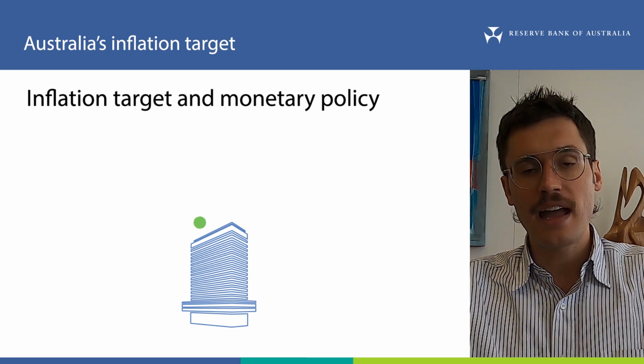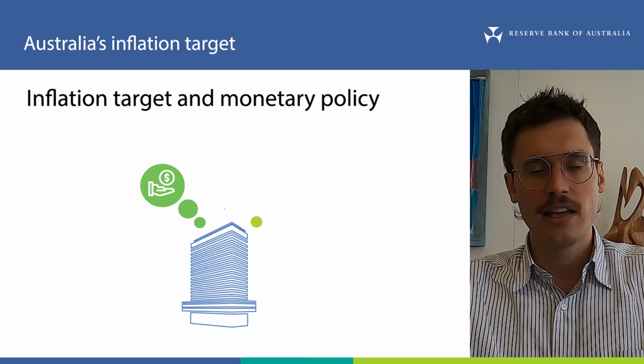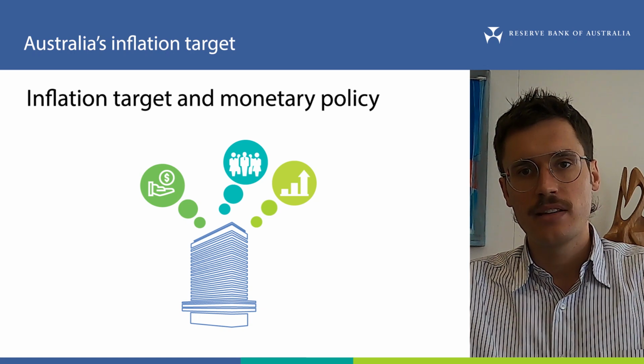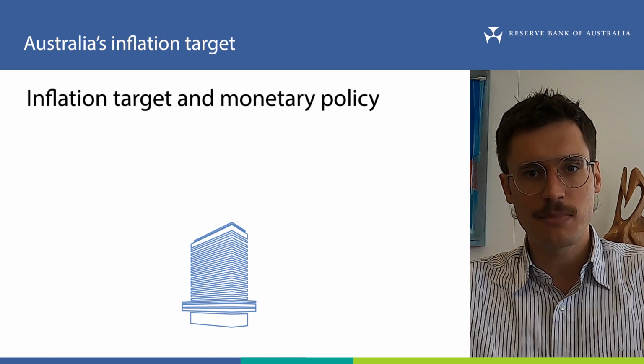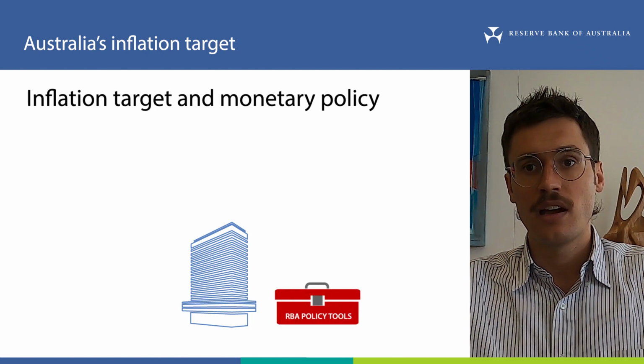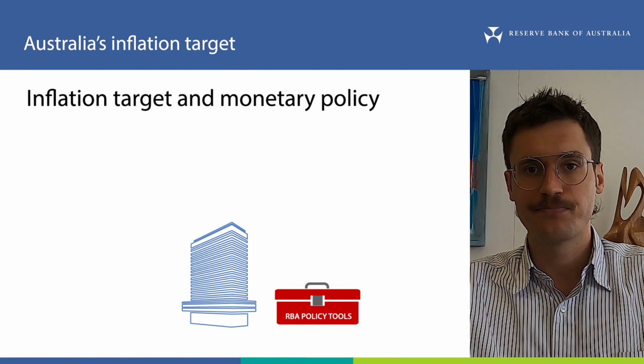Assessing the actual and expected rate of inflation and a range of other economic indicators helps the Reserve Bank Board to make decisions about monetary policy. These decisions involve the board using its monetary policy tools to stimulate or dampen economic activity, and thus influence employment and wages growth and ultimately inflation.